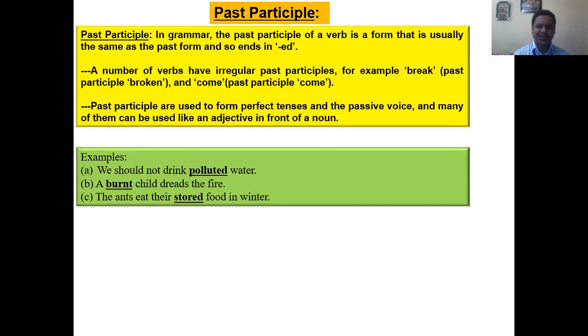A burned child dreads the fire. Burned, past participle form of burn, sitting before the noun, is modifying the noun child. The ants eat their stored food in winter. Stored, past participle form of store, sitting before the noun food, is working here as a past participle.